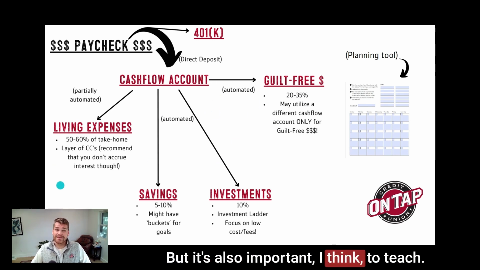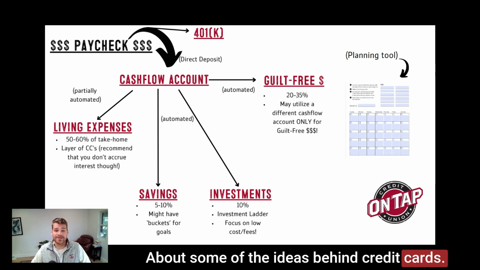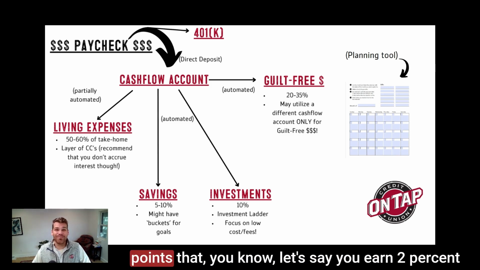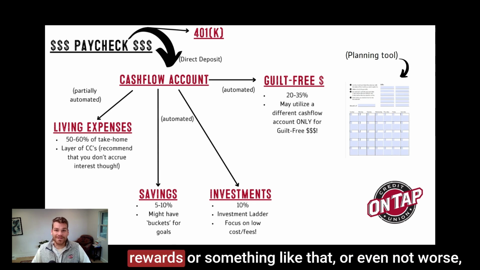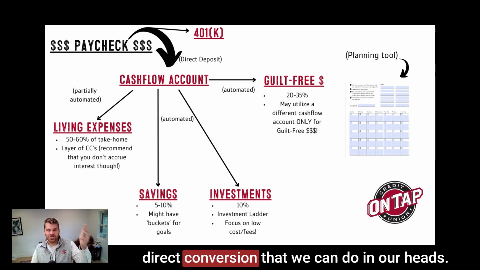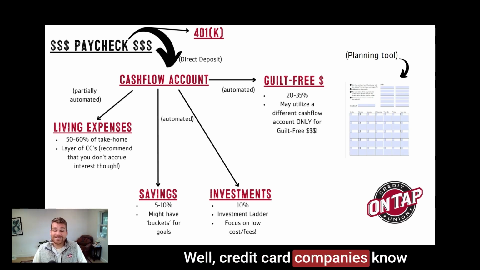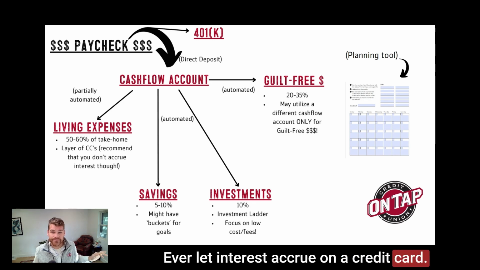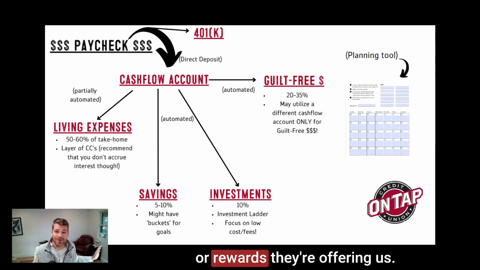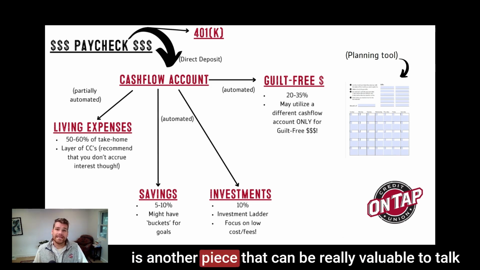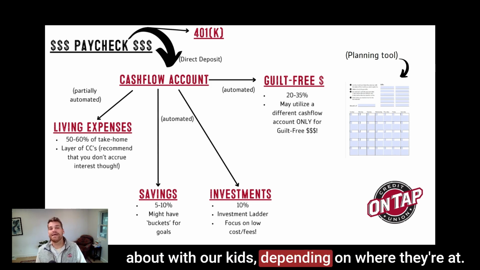But it's also important, I think, to teach about some of the ideas behind credit cards. We all know that the credit card companies know our psychology and they offer all sorts of points, let's say you earn 2% rewards or something like that, or even, not worse, but psychologically more tricky, airline miles or something like that, where it's not a direct conversion that we can do in our heads. Credit card companies know that that seems attractive to us. And so if we ever let interest accrue on a credit card, it is not worth whatever points or rewards they are offering us, right? And I can show you the math on that front, but this is another piece that can be really valuable to talk about with our kids depending on where they're at.